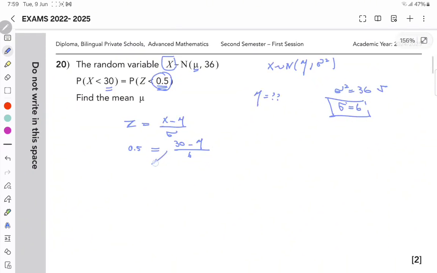Now do cross multiplication. So 30 minus mu is equal, because that was denominator 1, 6 times 0.5, it will be 3. To find the mu, it is negative. Shifting it to the other side to be positive, and shifting that 3 to the other side, it will be 30 minus 3. It will be equal to 27. And that is the final answer.